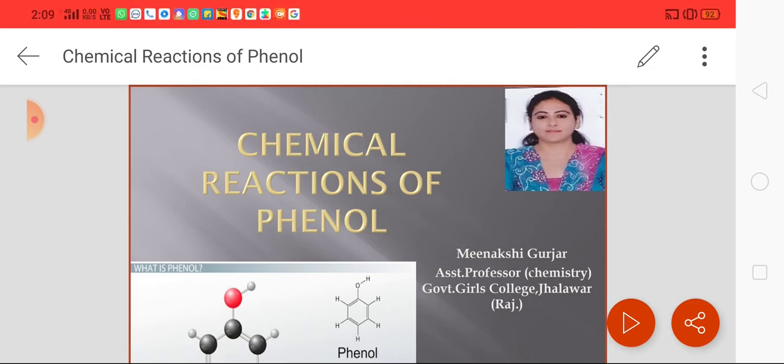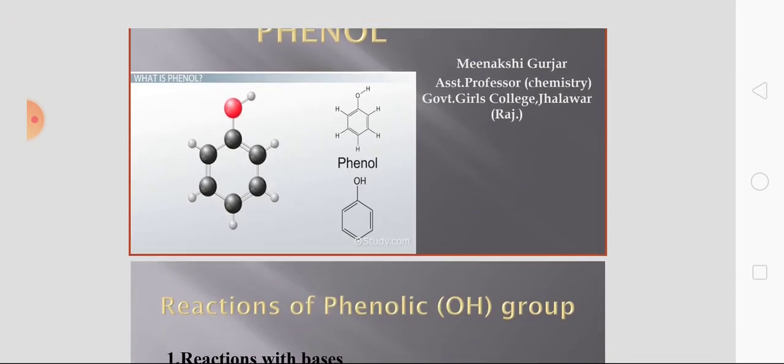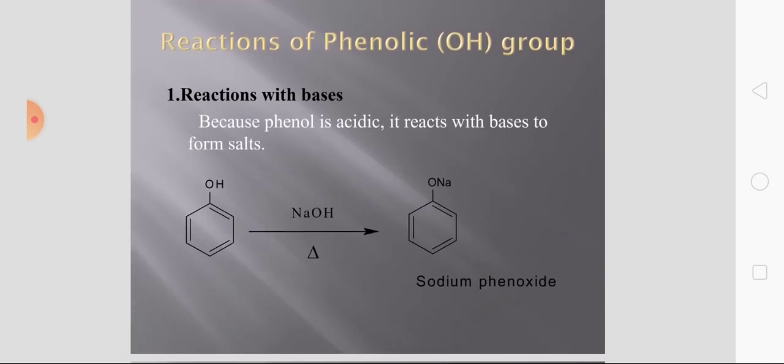You know the structure of phenol: it has a hydroxy group which is attached to a benzene ring. This is the structure of phenol. In phenol, two types of reactions happen. First is reactions of the phenolic OH group. These reactions are almost similar to those of the alcoholic OH group.